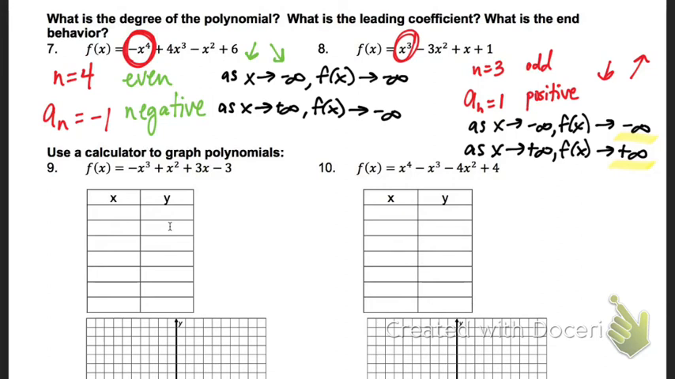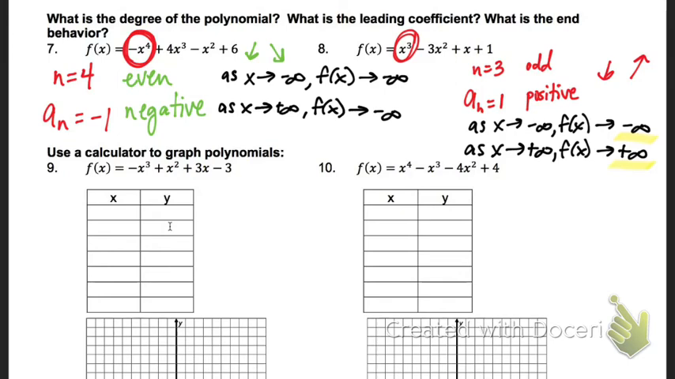Then my end behavior is x goes to the left, so as x approaches negative infinity, f of x also approaches negative infinity. As x approaches positive infinity, f of x approaches positive infinity. So to the left it goes down, to the right it goes up.